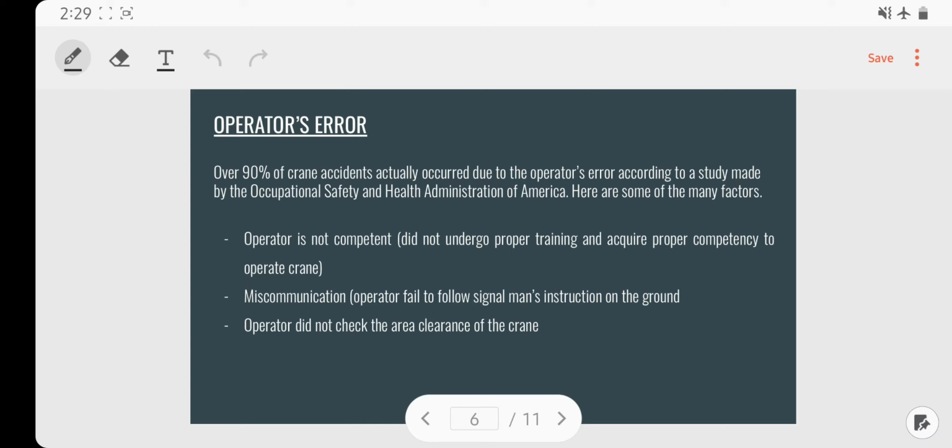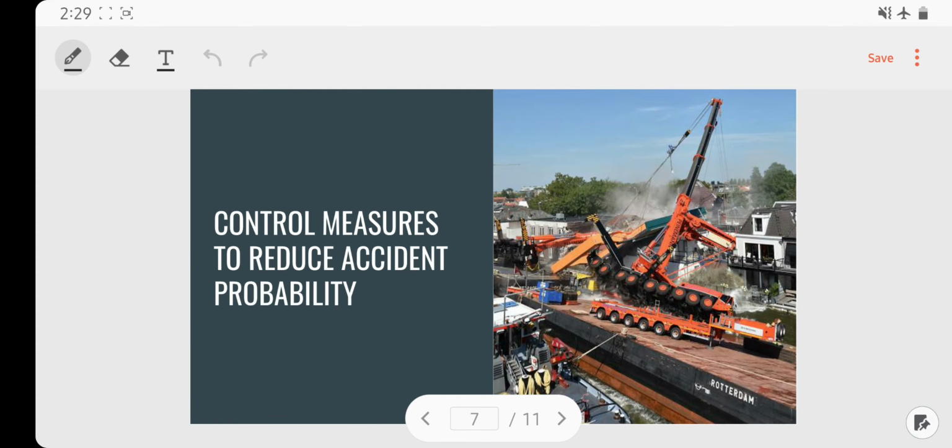And then the last one is the operator did not check the area clearance of the crane. As a crane operator, you cannot just rely on the signalman 100%. You must also do your own checking before moving any objects around. You have to make sure your surrounding area, your turning radius, is always clear of any obstruction.